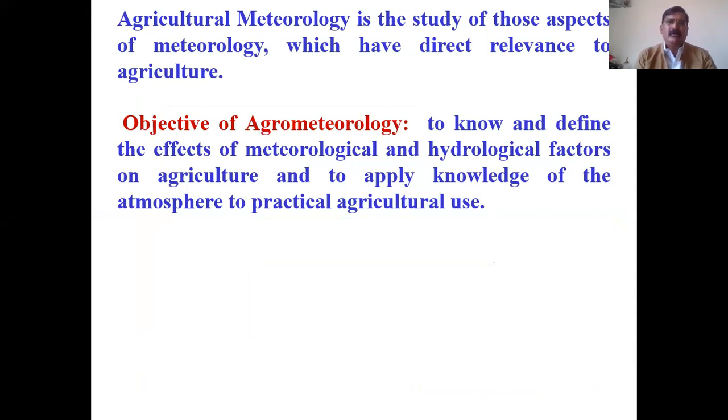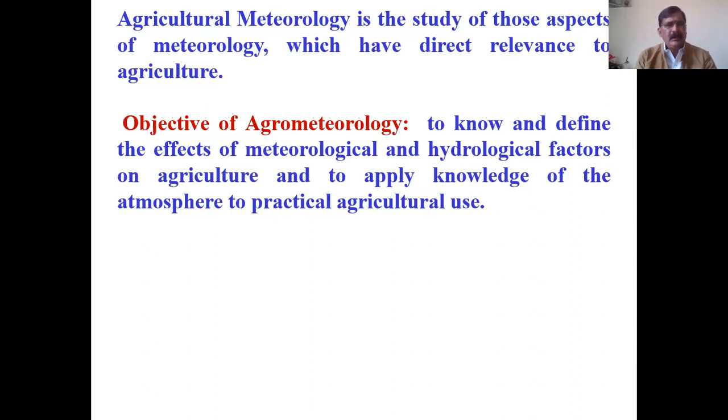And the objective of agrometeorology is to know and define the effects of meteorological and hydrological factors on agriculture and to apply knowledge of the atmosphere to practical agricultural use. Today, 2-3 terminologies are regularly used by many authorities and experts, that is precision farming and climate smart agriculture.